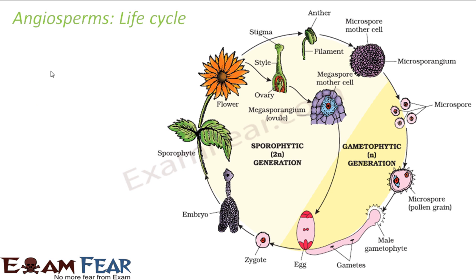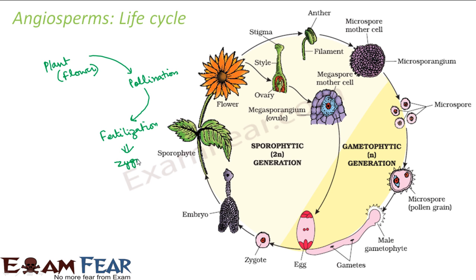So in a quick note, in a mature plant, what do we have, which is the reproductive structure? It is the flower. In the flower, you have the male reproductive organ and the female reproductive organ. The pollen grains will be transferred to the stigma by the process of pollination. Once it reaches the stigma, it will enter into the ovary where fertilization will take place. What will happen in the process of fertilization? A zygote will be formed and a primary endosperm nucleus will be formed.